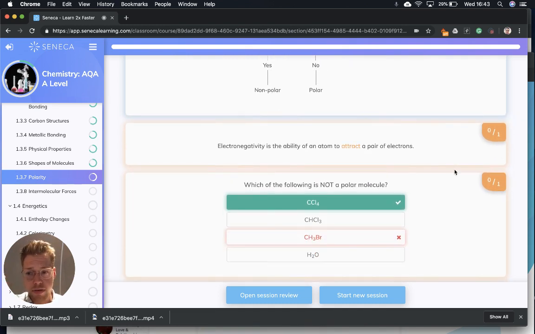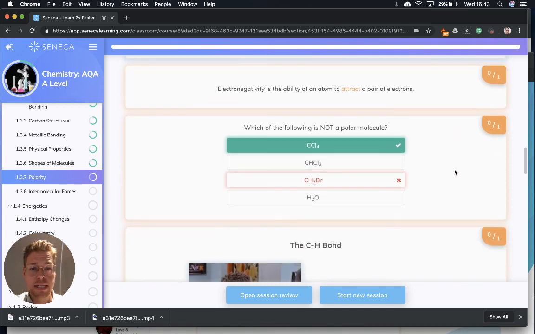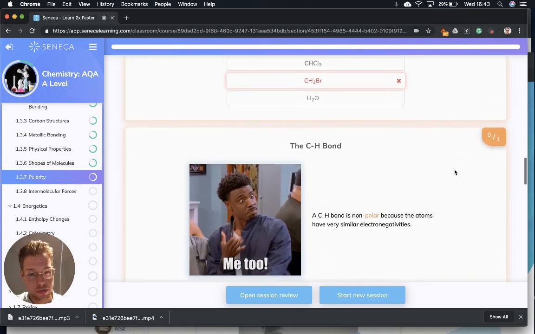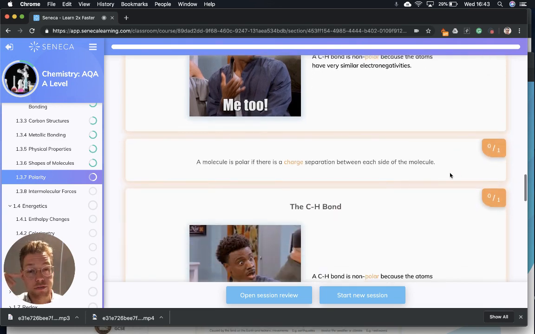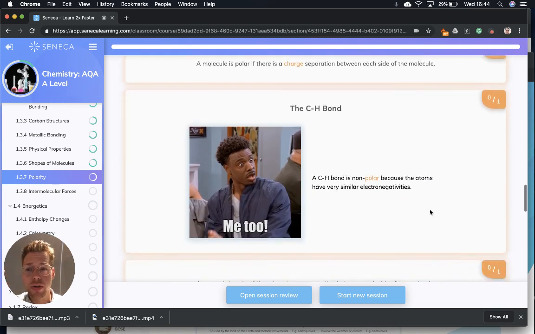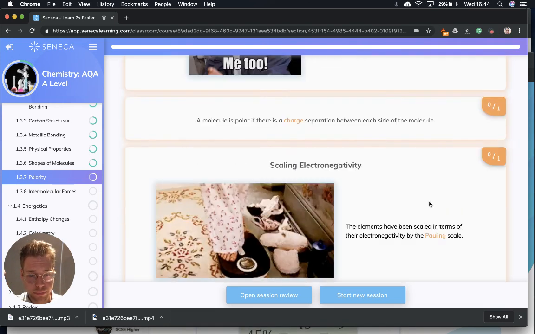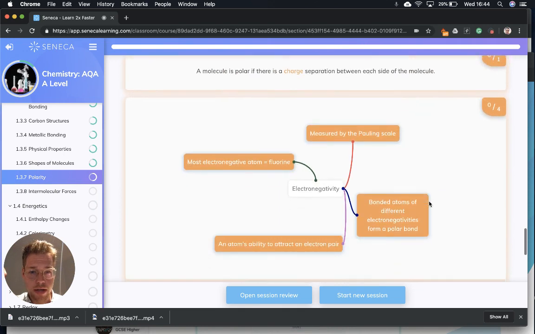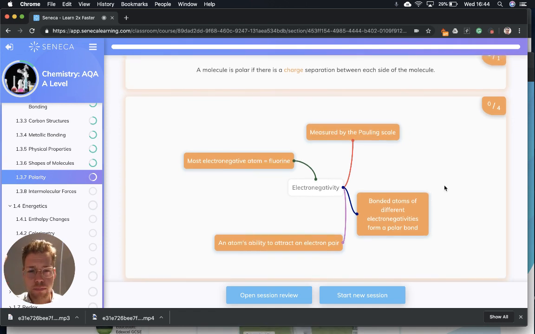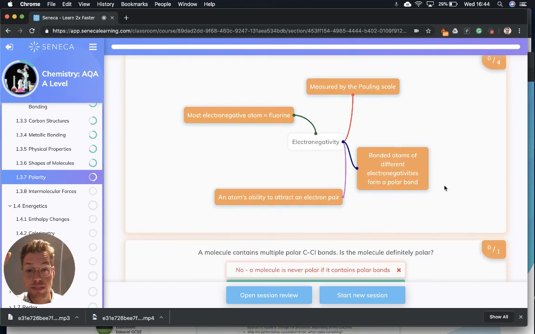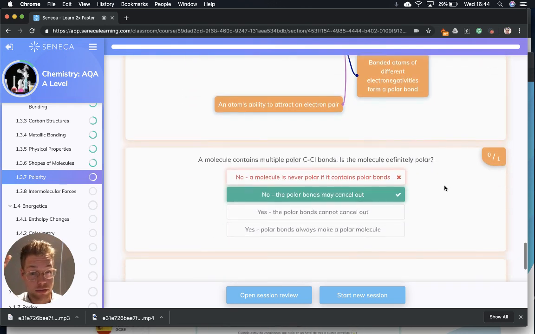And do you remember how to define electronegativity? That is the ability of an atom to attract a pair of electrons. The CH bond, is that polar? No, it's not, and that's because carbon and hydrogen have really similar electronegativities, so we don't get that dipole forming. Then, what are some characteristics about electronegativity? How's it measured? Pauling scale, most electronegative atom, fluorine. And how do we form a polar bond? When we have atoms of different electronegativities bonded together.